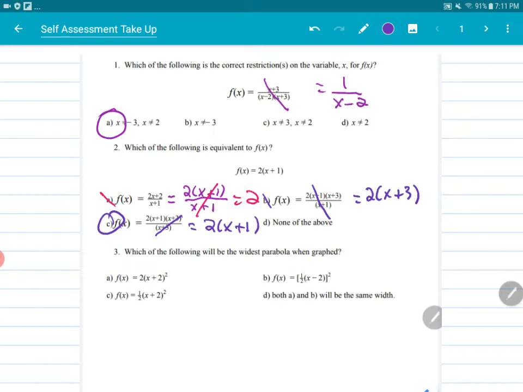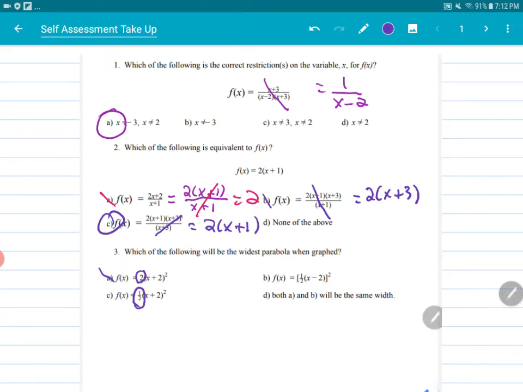And question 3, which of the following will be the widest parabola when graphed? When we're looking at the width, we're looking at stretches and compressions, so the A value. In A, we have an A value of 2, which is a vertical stretch, so that's not super wide. In C, we have a vertical compression because we have a half there. Okay, so that's wider so far. So it's definitely not A.